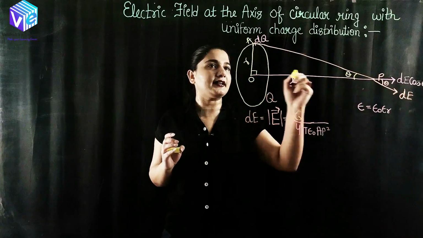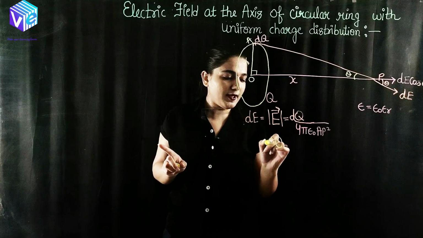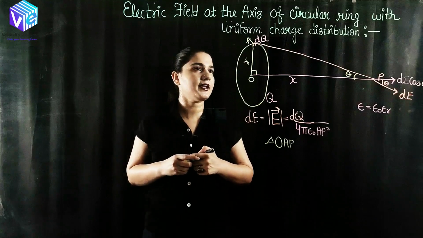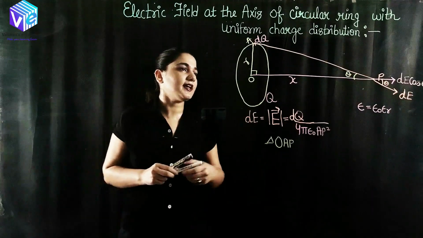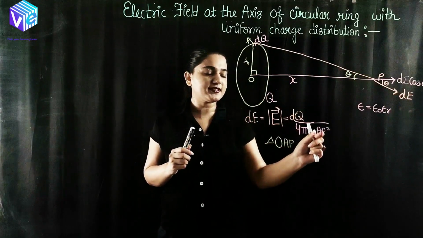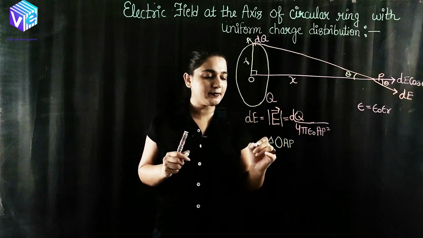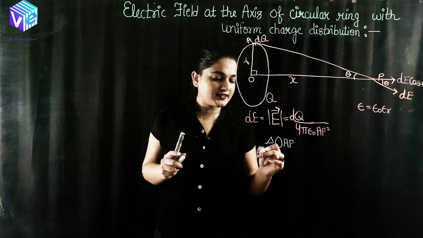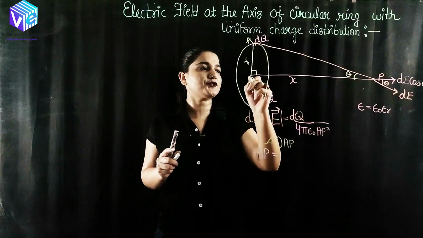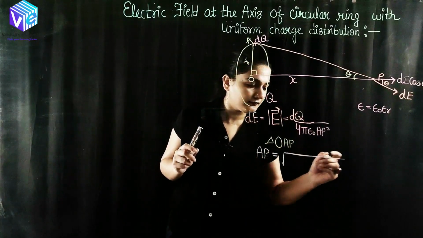So in this triangle OAP, I will use the Pythagoras theorem. If I have to find AP, because what is required is AP square, I will find AP. AP will be given as the square root of OA square plus OP square. I hope you remember the Pythagoras theorem.